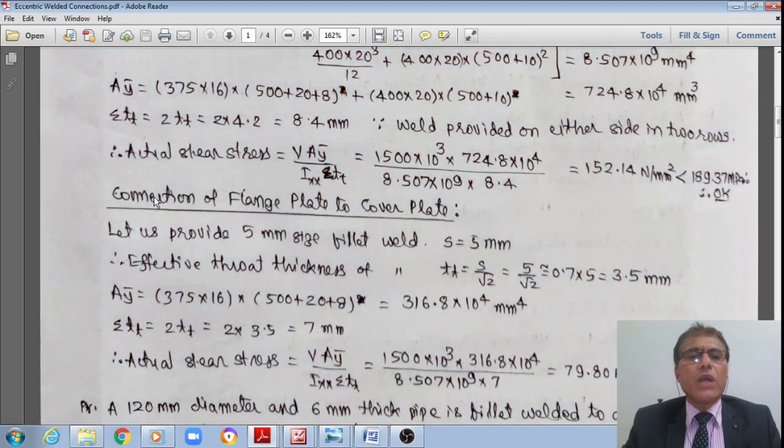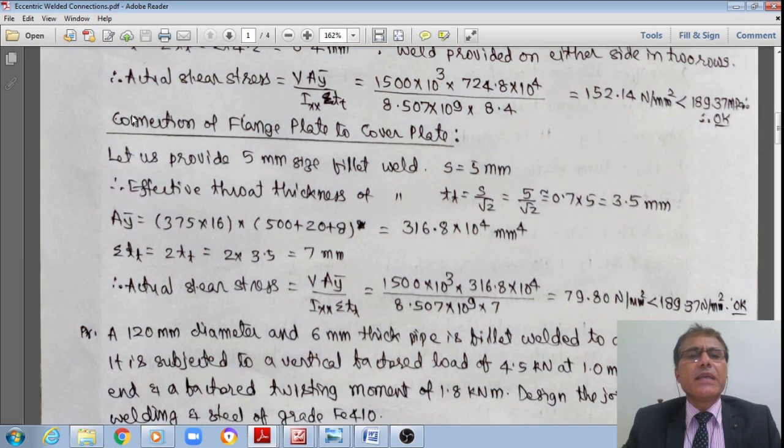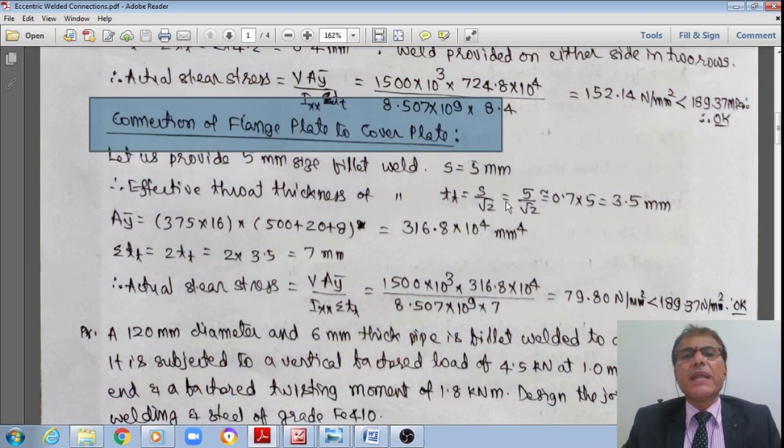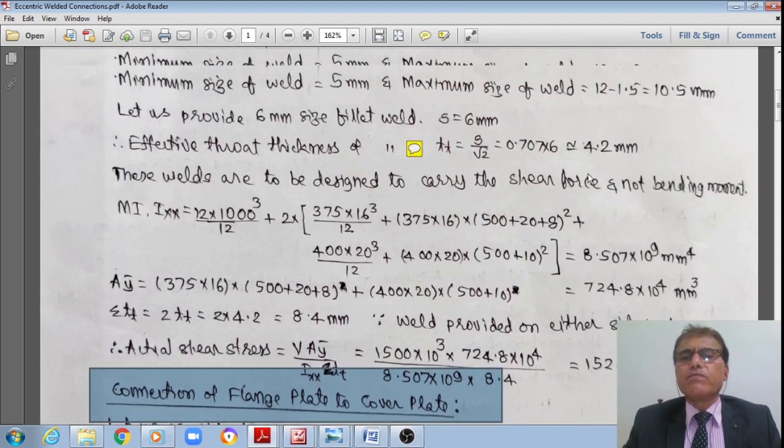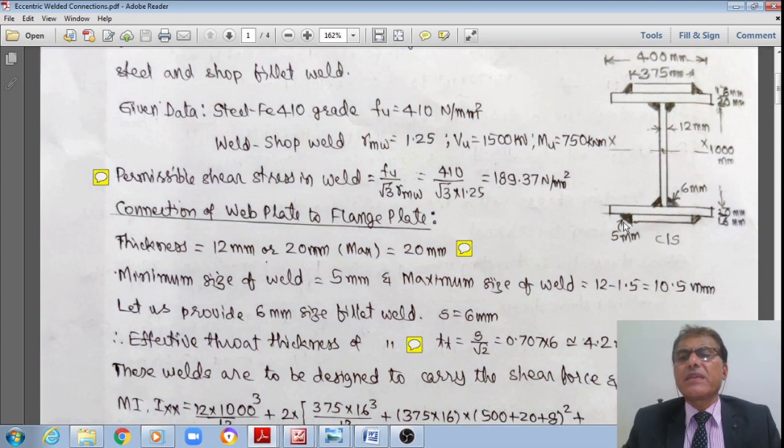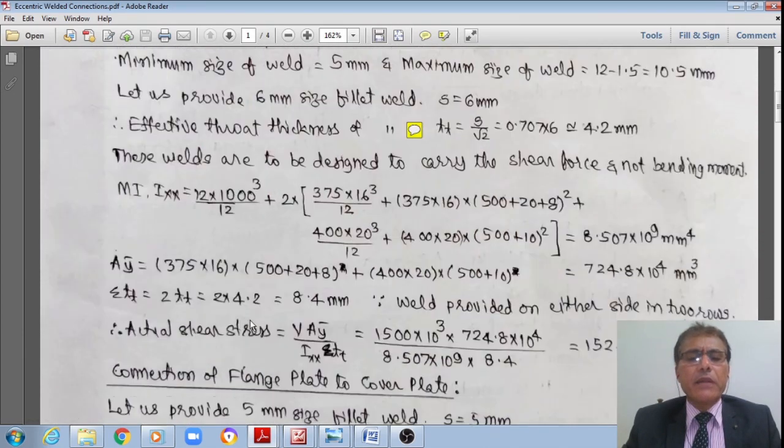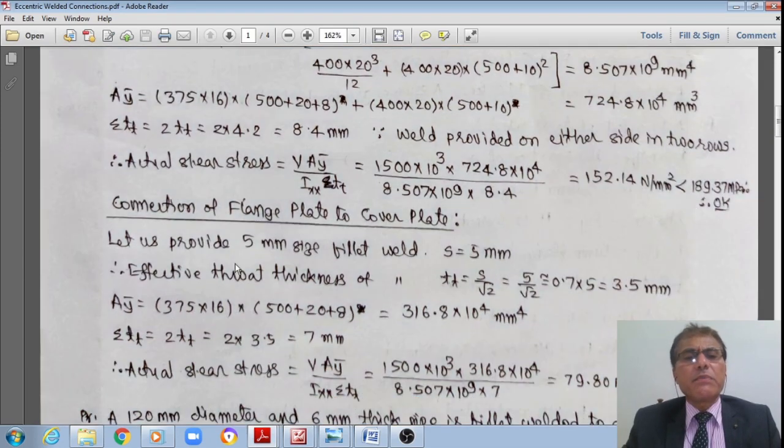If it is okay, then now I'll see the next design, the connection between the flange plate and cover plate, right? This second design, this flange plate and this cover plate, these two components. How many mm should the weld be? Now we'll do a similar procedure, student.